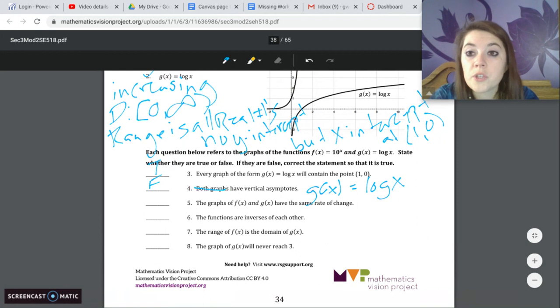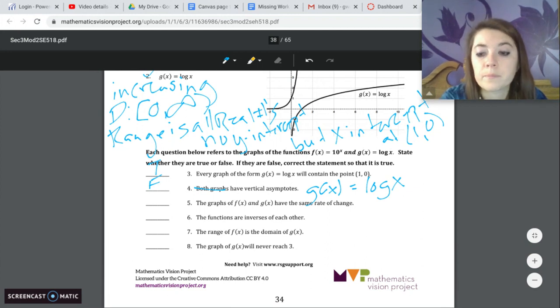So that's what you guys are doing on this section. You're going to be looking at stating whether they're true or false. And if they are false, yes, you need to fix those. So state what it should be, okay?